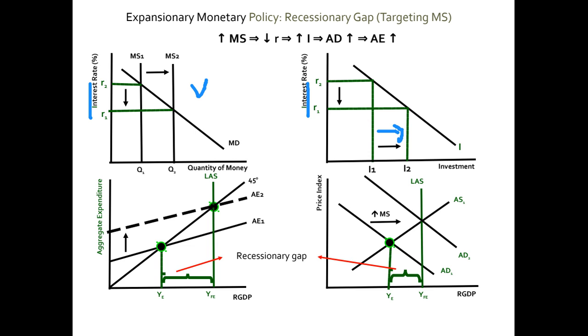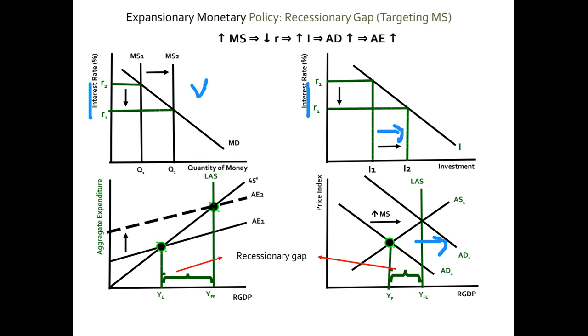Then you have two impacts in two different diagrams, and these two bottom diagrams are saying exactly the same thing. So when investment increases, in this diagram, aggregate demand is increasing. So aggregate demand shifts to the right, and you can see there's no recessionary gap anymore, because more real GDP, higher real GDP, less unemployment. So the problem of unemployment is solved. This is the aggregate demand, aggregate supply model.